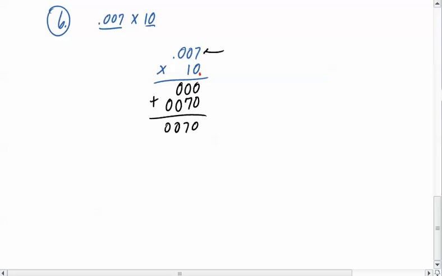Now, how many digits to the right? 3. How many digits to the right here? 0. So I'm going to make sure that I have 3 digits to the right in my answer. So this number is actually 0 and 70 thousandths. That's that number.